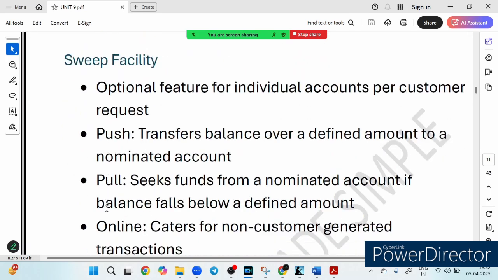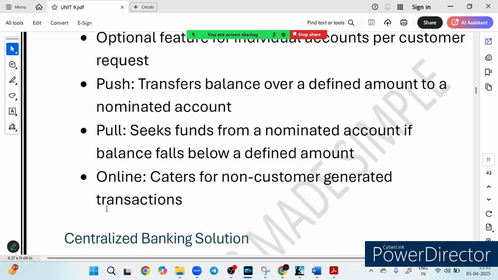Then we have something called sweep facility. So basically, what is the meaning of sweep facility? I hope you know it. Ever wish your bank account could move your money around automatically to help you earn more or avoid penalty? Well, that is exactly what the sweep facility does. Think of it like auto transfer with a brain. There are two types: push sweep and pull sweep.